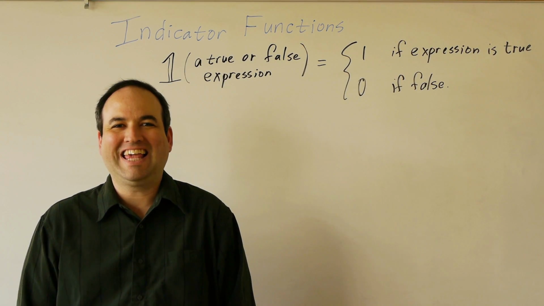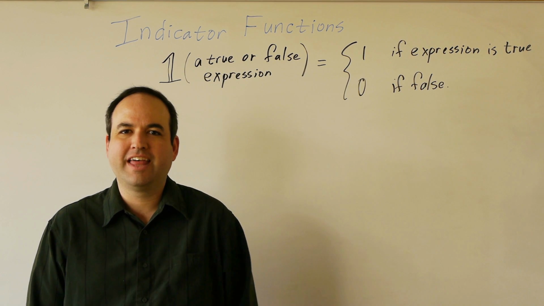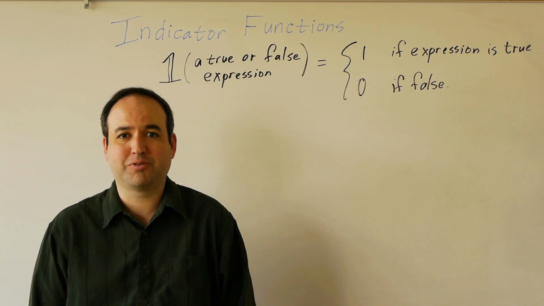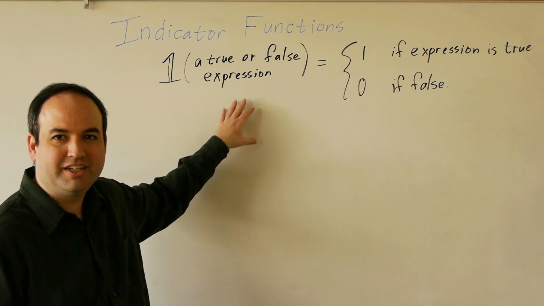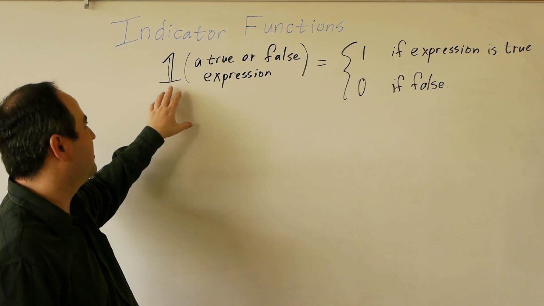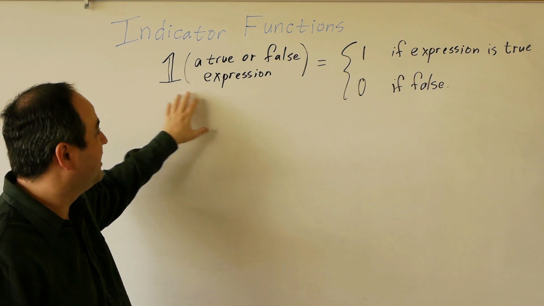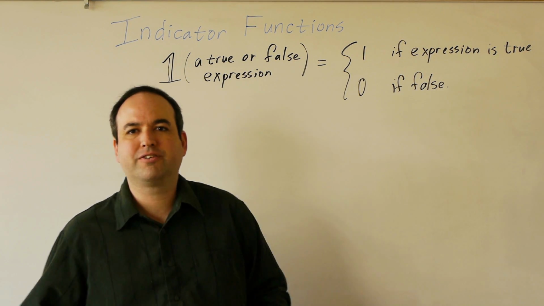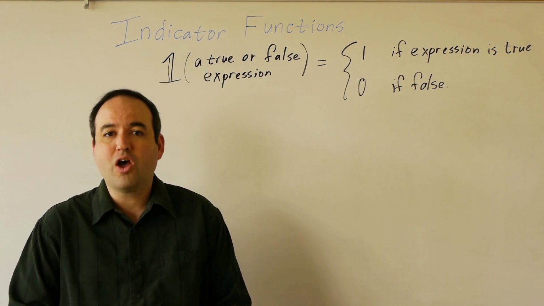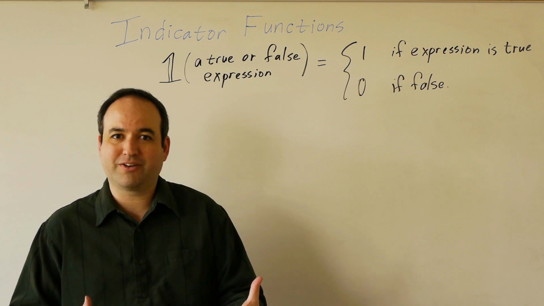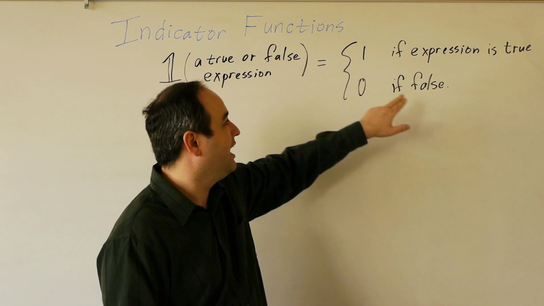Today we're going to be looking at indicator functions, which is a handy mathematical notation that proves especially useful when dealing with probability problems. The basic definition of an indicator function is pretty simple. We're going to use a blackboard boldface 1 to denote the indicator function. As an argument, the indicator function takes an expression which is either true or false. When we run that expression through the indicator function, it returns a 1 if the expression is true and 0 if it's false.